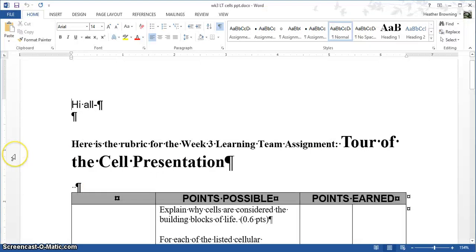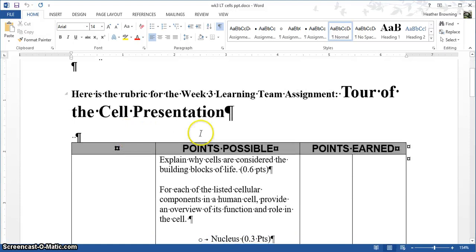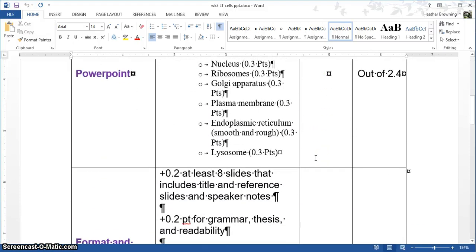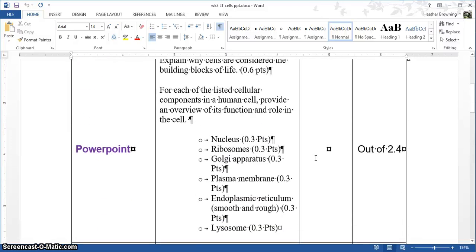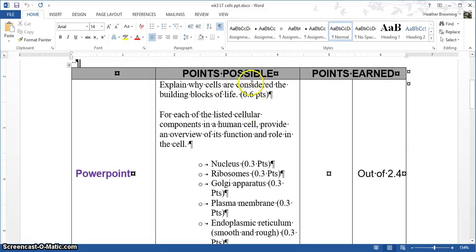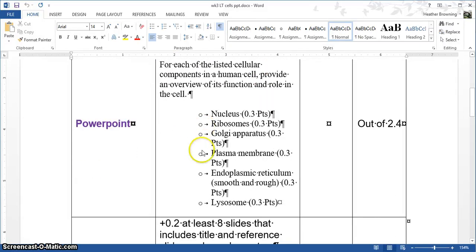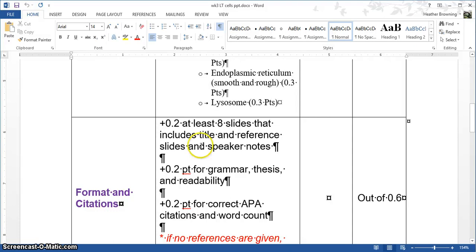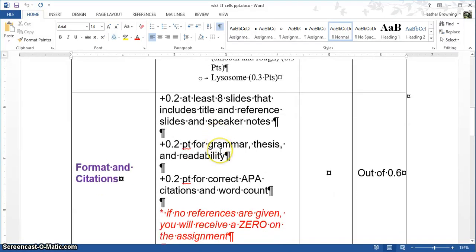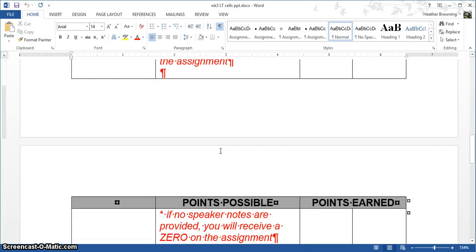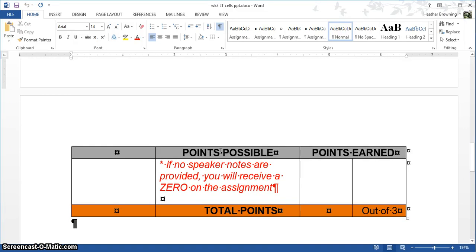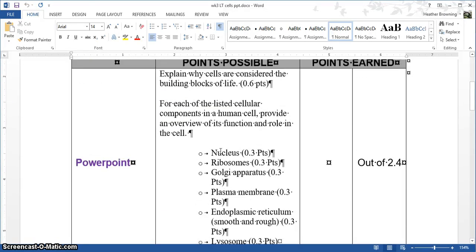Let me open my, and here we go, is my beautiful rubric. Okay, so what we got here is the PowerPoint is 2.4 points and it's 0.6 for our format and citations. So total 3 points, right? So this first part, explain why the cells are considered the building blocks of life, 0.6. And then each little part of it is going to be 0.3. Then there's going to be 0.2 for having your 8 slides and speaker notes, and 0.2 for grammar, 0.2 for APA. There is a thing though, if you don't have references, whole PowerPoint's is 0. Don't have speaker notes, whole PowerPoint's is 0. So make sure you have them in there.